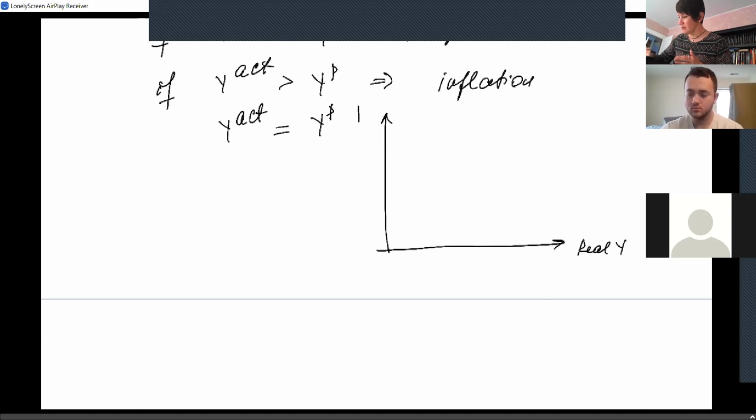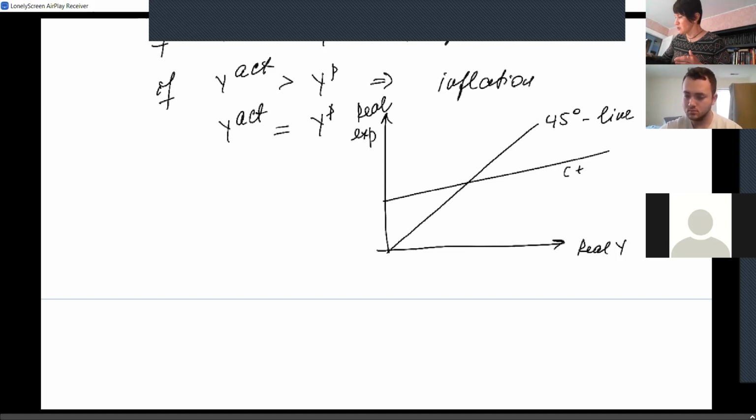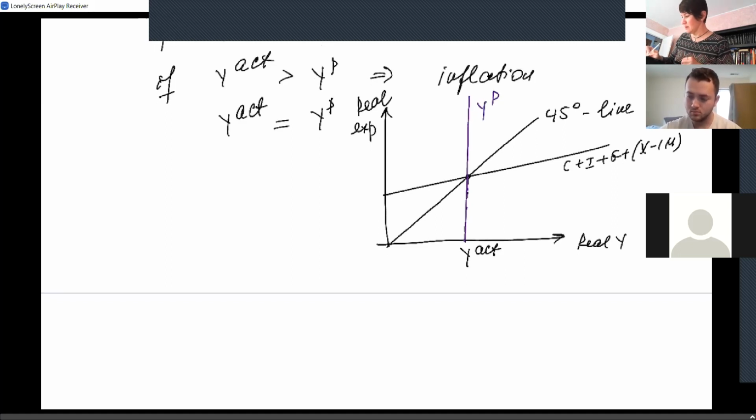Real GDP, and this is real expenditure. That's our 45-degree line. That's our total expenditure line. This is our actual GDP. I'm going to use a different color. Well, let's see, purple. Well, I'm not sure if you can see purple or not.